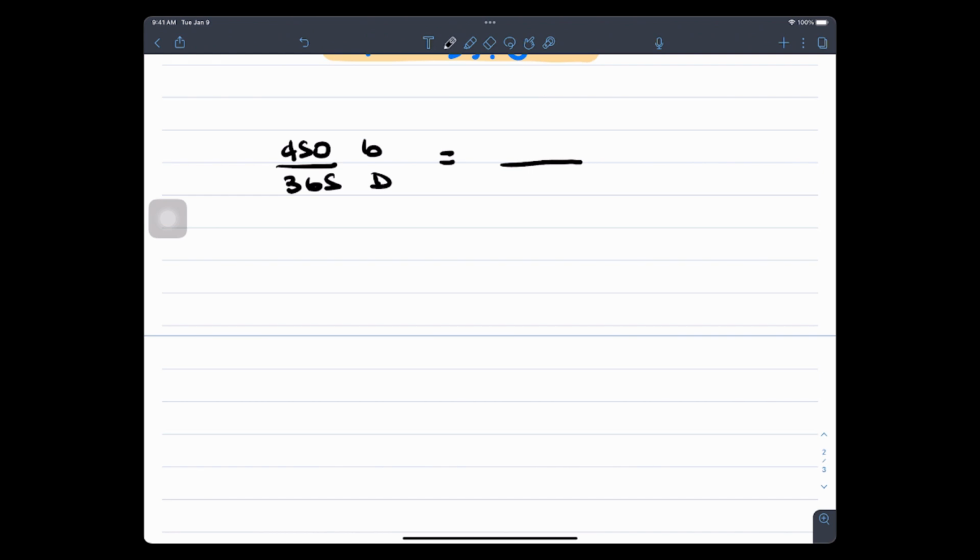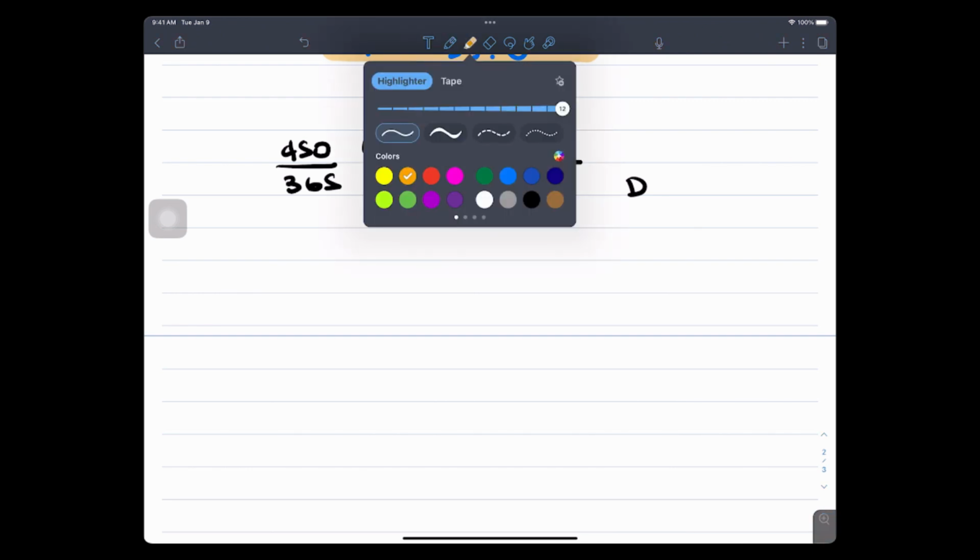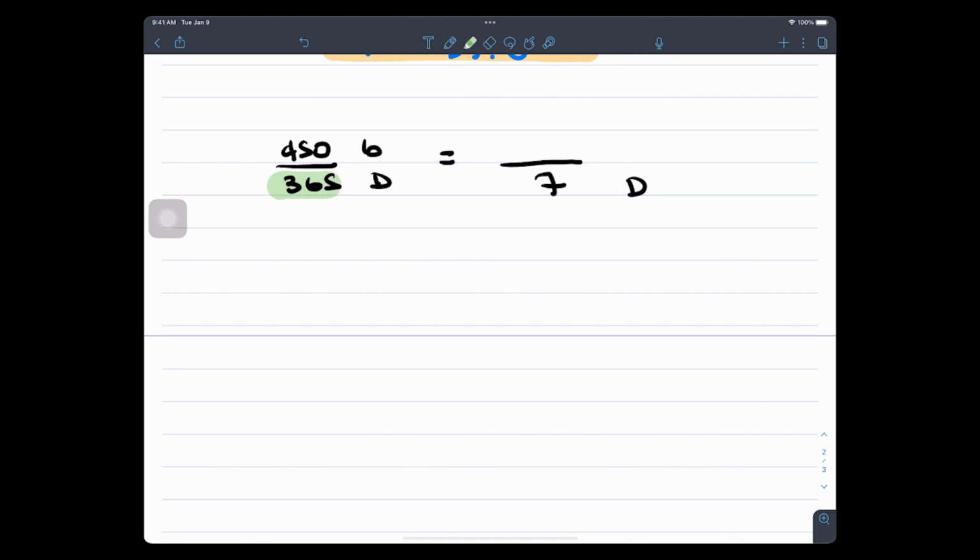Where does that 7 days go? Top or bottom? Where does the days go? Why? Because you have to be consistent with your units there. You guys know what I mean? That's my point to you guys. This is where people make a mistake. 365 days, that's 7 days.